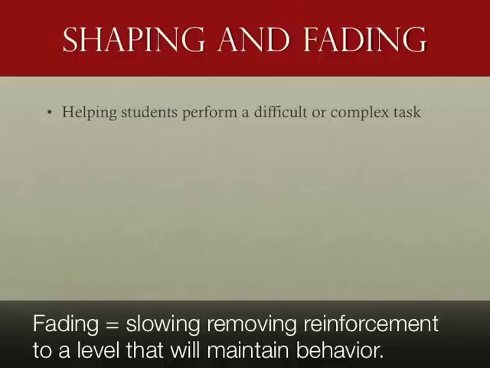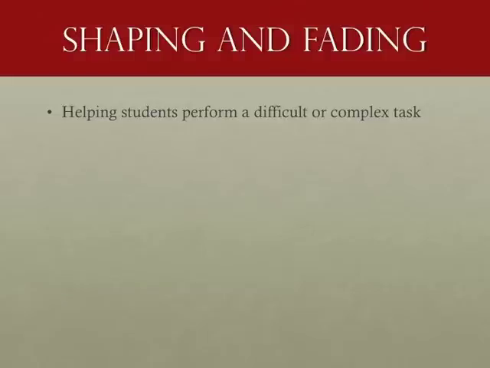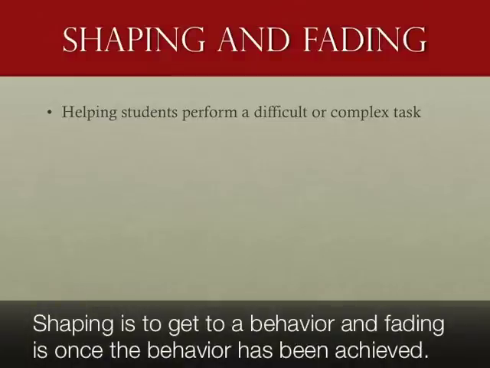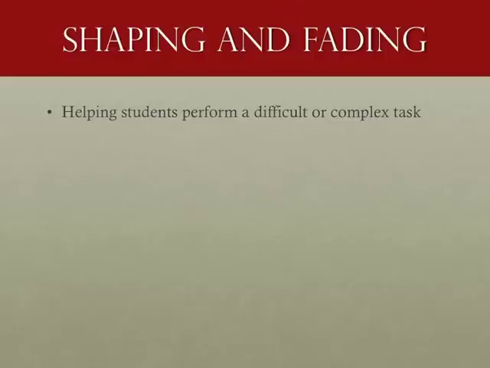Fading is slowly removing reinforcement to a level that will maintain that behavior. So you want to fade out your reinforcement. So eventually students will do it on their own without constantly being reinforced, or reinforced intermittently. You want them to be able to do the behavior on their own without any external. So that's where fading comes in. So shaping is helping the student get to a point, and fading is after they've reached the behavior or the response, you slowly remove reinforcement to the point where they can do it on their own.